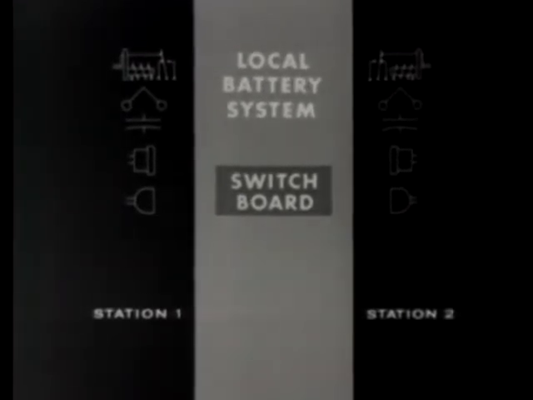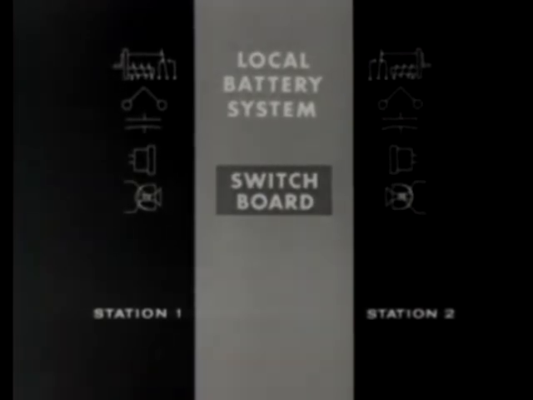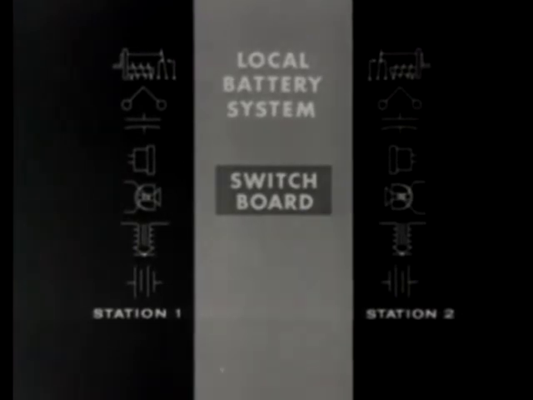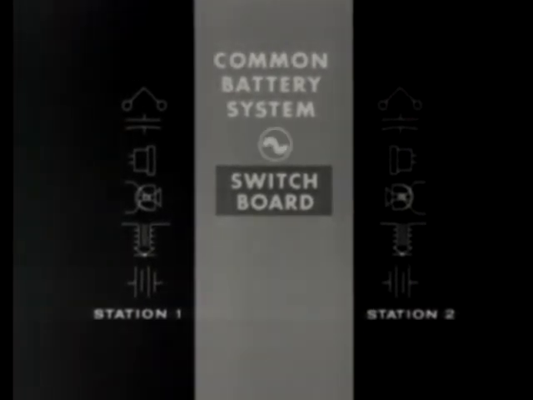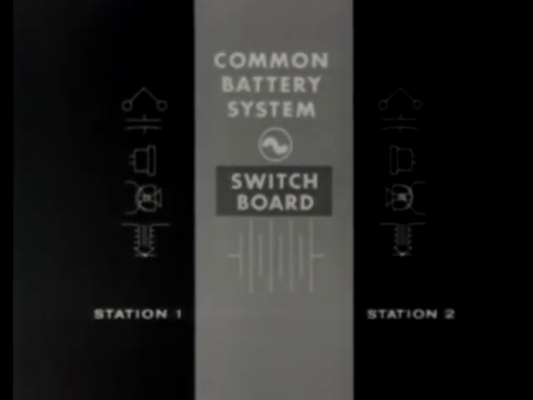The local battery system uses generators, ringers, capacitors, and receivers, but uses carbon transmitters instead of sound-powered transmitters. In addition, it uses induction coils and draws its energy from batteries at the individual stations. This system, too, may or may not use a switchboard. The common battery system, however, must use a switchboard, providing power for both signaling and talking. Ringers, capacitors, receivers, carbon transmitters, and induction coils are again used at each station.